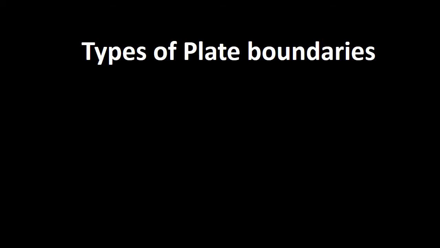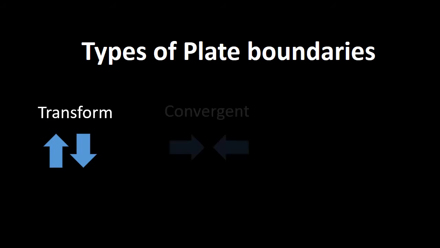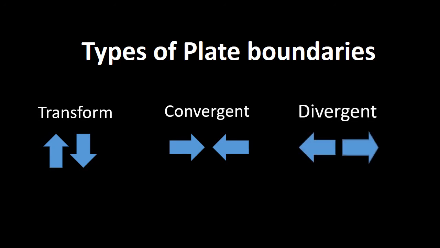Which brings us to those plate boundaries and the different types. Now, it's important to note that things happen when two plates interact with one another. Now, we need to know what those interactions look like so that we can know what to expect. And there are basically three types of these interactions, which give us three types of plate boundaries. We have a transform boundary, where two plates slide past one another, as shown by the arrows. A convergent boundary, where plates come together, and a divergent boundary, where plates move apart.